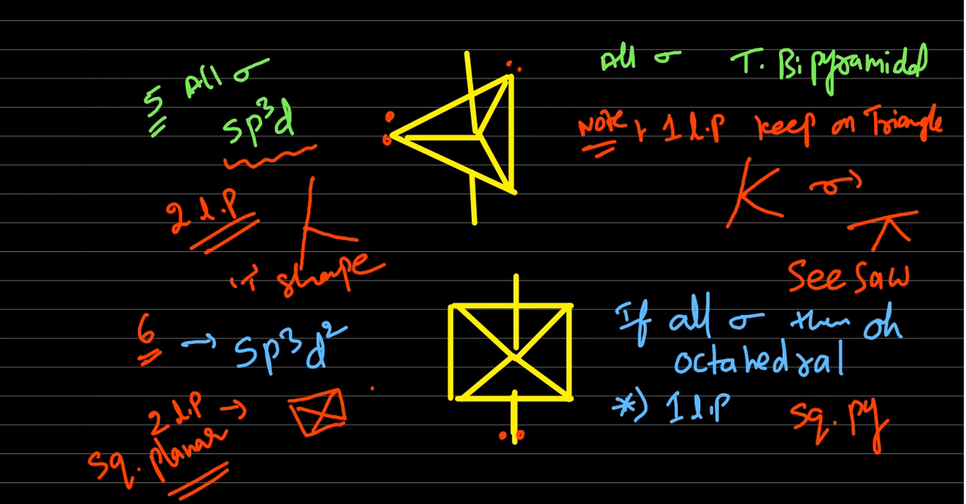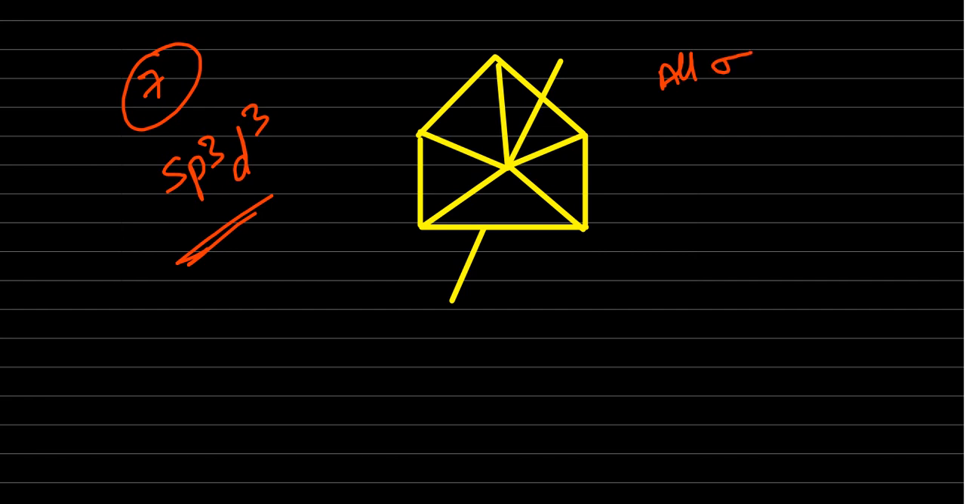Suppose total 7 is there. In that case, the hybridization is sp3d3. Suppose all are sigma bonds. Then what is the shape? See here, 5: pentagonal bipyramidal.